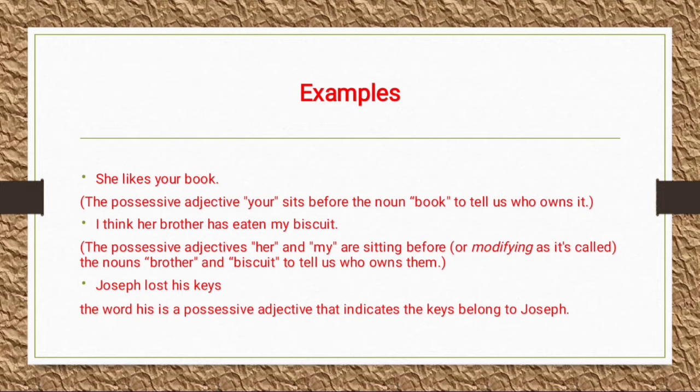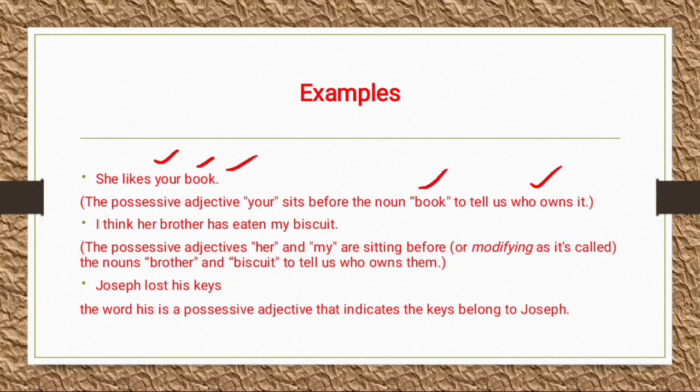Example: she likes your book. Now here you can easily guess that book is obviously a noun, and your is what? Your is a possessive adjective. The possessive adjective your sits before the noun book to tell us who owns it, meaning it's the possession of whom.